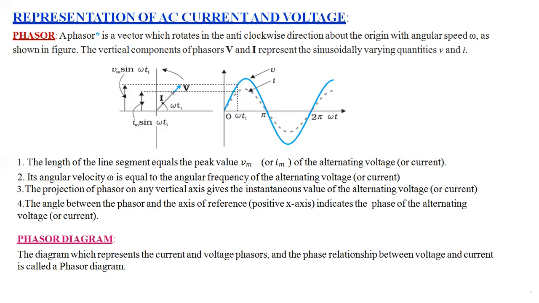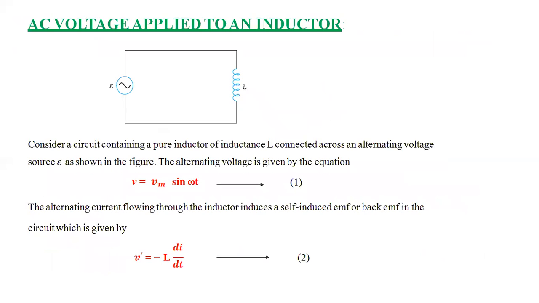The angle between the phasor and the axis of reference, that is the 0 degree axis or positive x-axis, indicates the phase of an alternating voltage. The diagram which represents the current and voltage phasors, and the phase relationship between voltage and current, is called the phasor diagram. Now let us see AC through pure inductance.